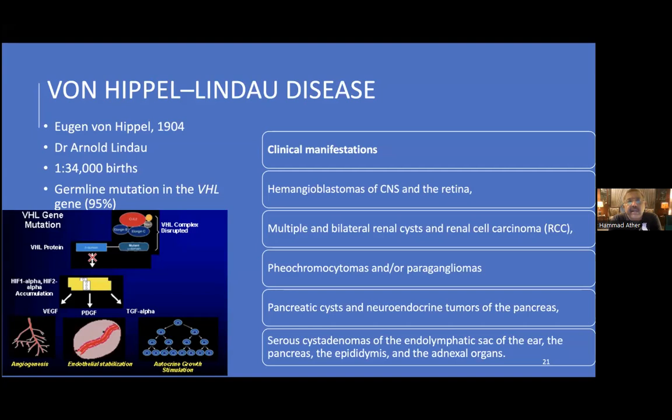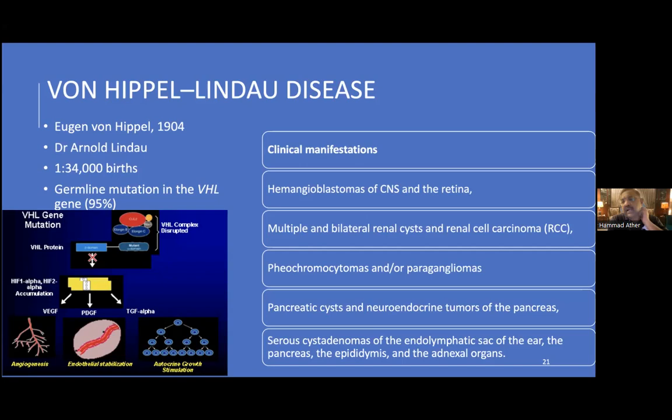It is typically a germline mutation in the VHL gene in over about 95% of cases. The de novo and the mosaicism is something which is infrequently observed. So typically, a person who has VHL has a germline mutation. There are various conditions. I'm sure most of you know that. There could be renal tract issues like RCCs and pheochromocytomas and paragangliomas that we directly deal with. And there could be other conditions related to pancreatic cysts and endocrine tumors of the pancreas, the hemangioblastomas of the central nervous system and retina, et cetera.